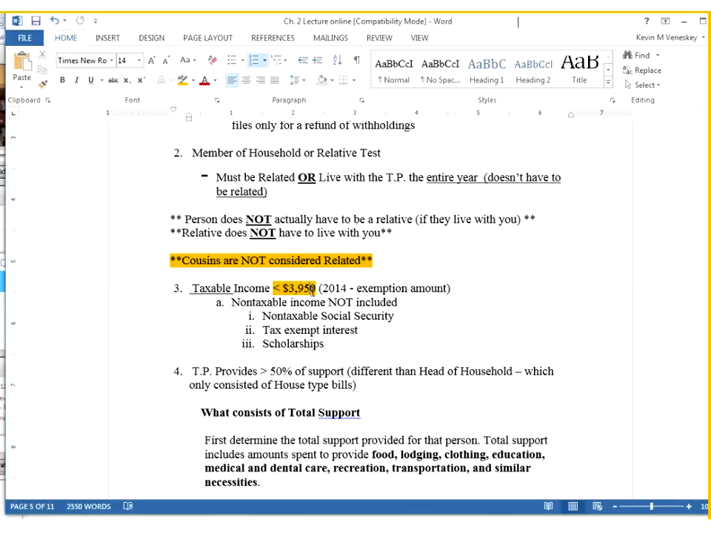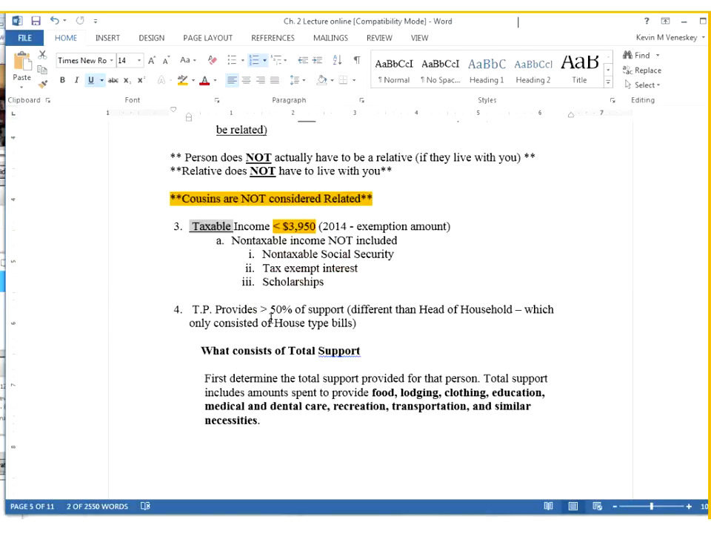But if they are not a qualifying child, because they're too old or for whatever other reason, because they're not a child or one of those descendants, and they make over $39.50 for this year, which is the exemption amount and goes up a little bit every year, you can't claim them as a dependent if they have that much in taxable income. Again, that's taxable income. So they could have other income that's not taxable, like Social Security benefits coming in. A lot of times those are not taxable.